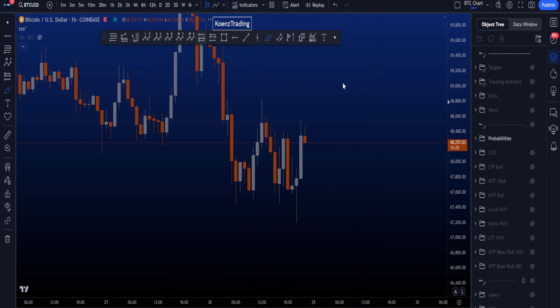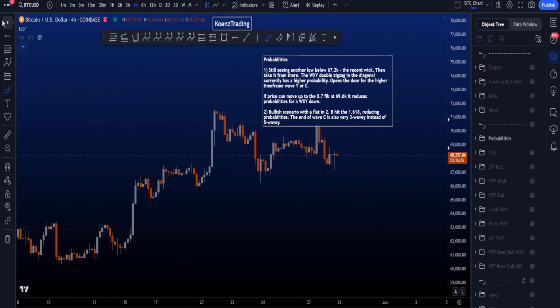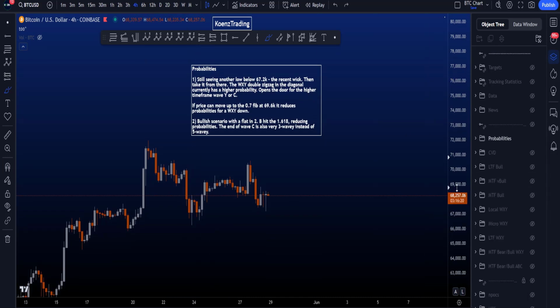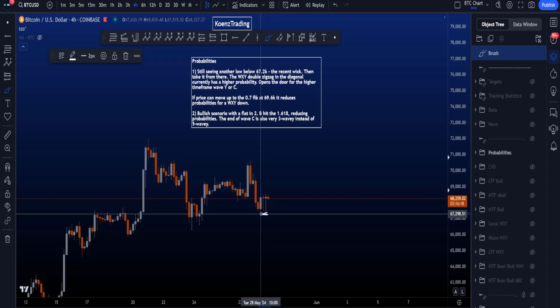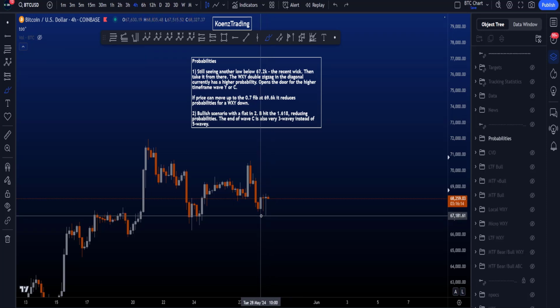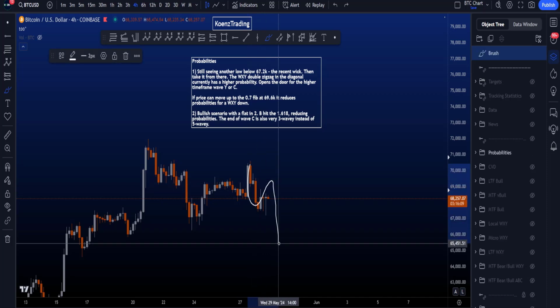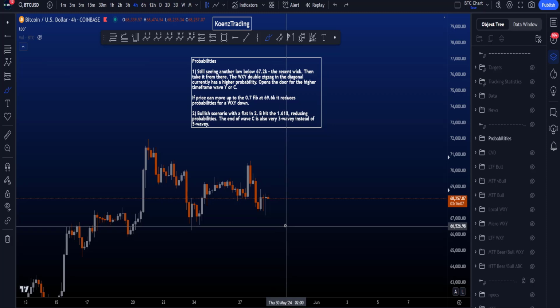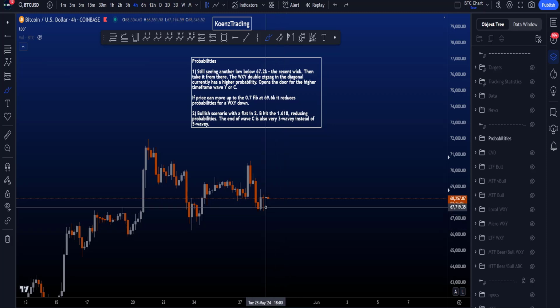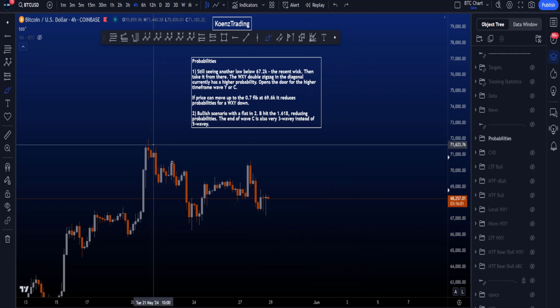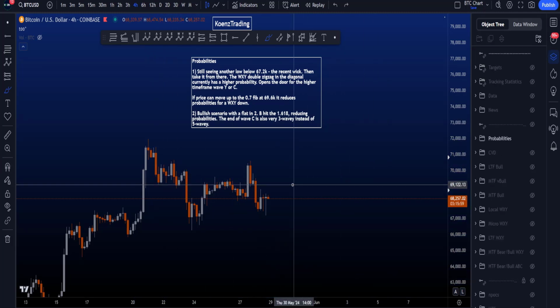So if we then go to the probabilities of the different scenarios, currently the highest probability is number 1, still seeing another low below the 67.2k low over here, the recent wick, and then take it from there. The WXY double zigzag in the diagonal currently has a higher probability, and it opens the door therefore for a bigger wave C and a 1, 2, 3 to lower prices, or a wave A, B, C for wave Y.